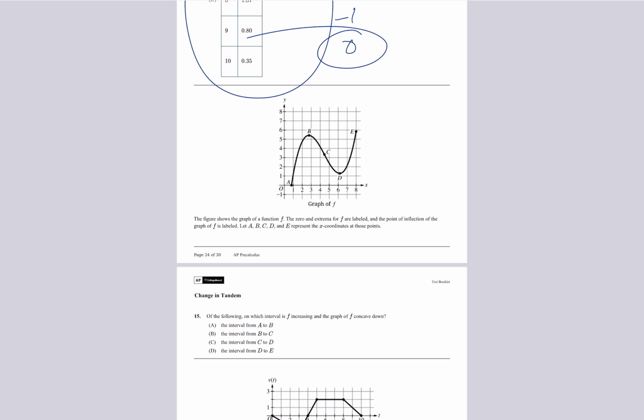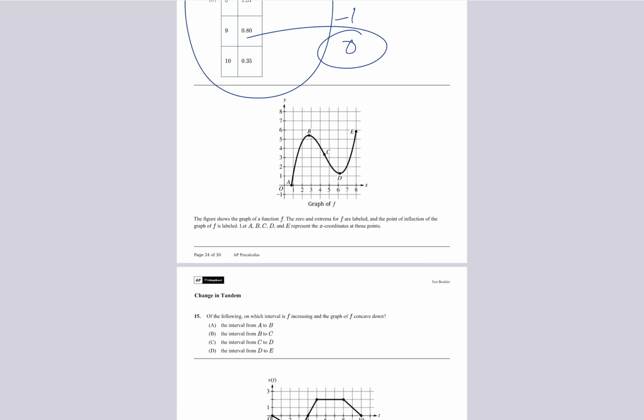The figure shows the graph of a function f. The zeros and the extrema for f are labeled, and the point of inflection of the graph of f is labeled as well. Let A, B, C, D, and E represent the x-coordinates at those points. On which interval is f increasing and the graph of f concave down? So increasing and concave down, pretty sure this is straightforward.